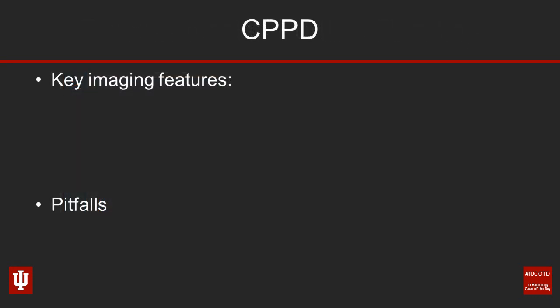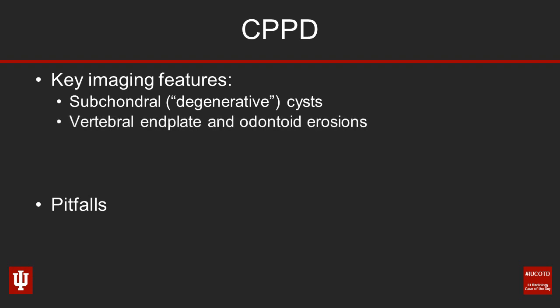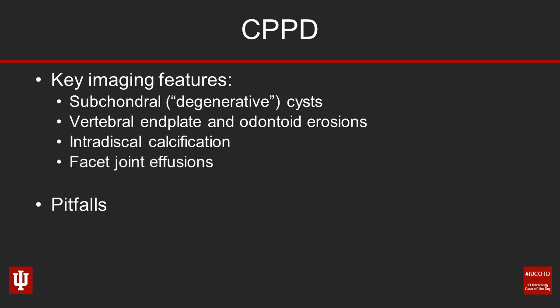Okay, so let's wrap this up. This was a case of CPPD of the spine, and the key imaging features that you need to keep in mind are, first of all, be on the lookout for those subchondral or degenerative cysts. May be associated with vertebral end-plate and odontoid erosions, and that can even set you up for potential odontoid fractures. Be on the lookout for intradiscal calcification. This is something that can certainly be seen with CPPD, but the specificity is relatively low for making that diagnosis.